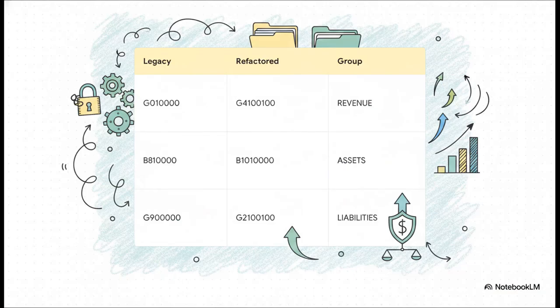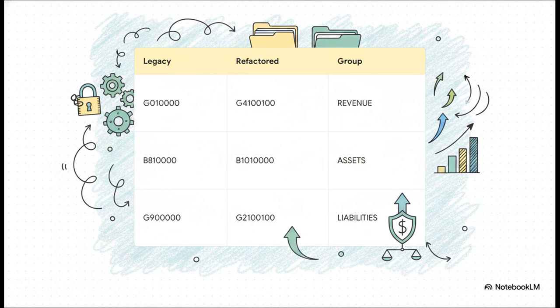Let's actually look at how this builds into real account structures. This is how we translate the past into the future. Generic legacy codes are now securely locked into dedicated, expandable child posting accounts that preserve strict IFRS compliance. For instance, that old generic sales code G010000, that gets refactored into G41000100 under operating revenue.